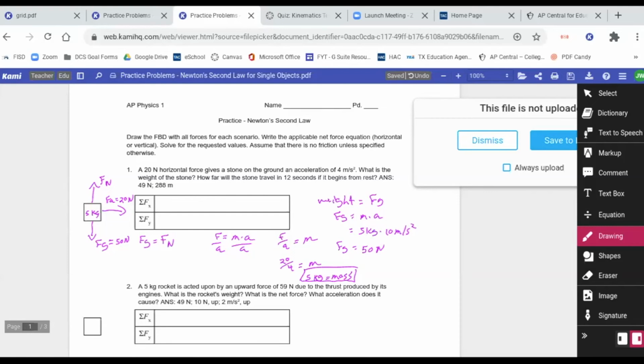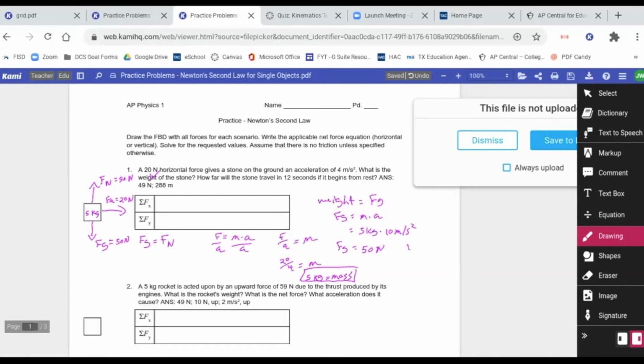Now we said that the forces were balanced, right? So then the normal force is also 50 newtons. So it asks us, what is the weight of the stone? Well, we got the weight, so we're done with that one. I'm going to check that off. How far will the stone travel in 12 seconds if it begins from rest? What does that sound like? Kinematics. Kinematics, exactly right.